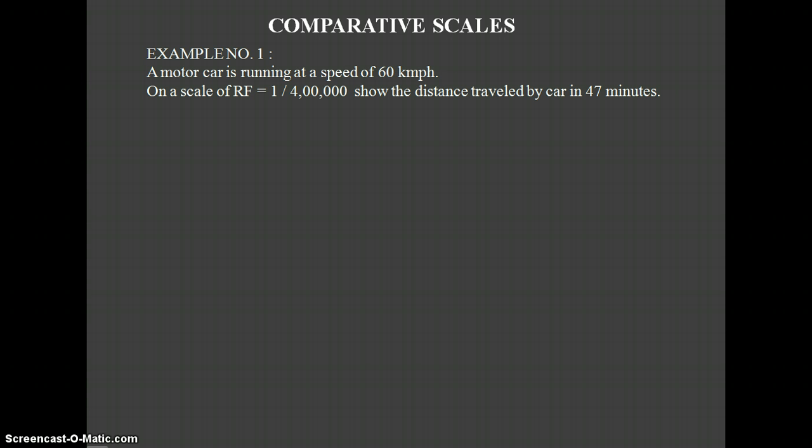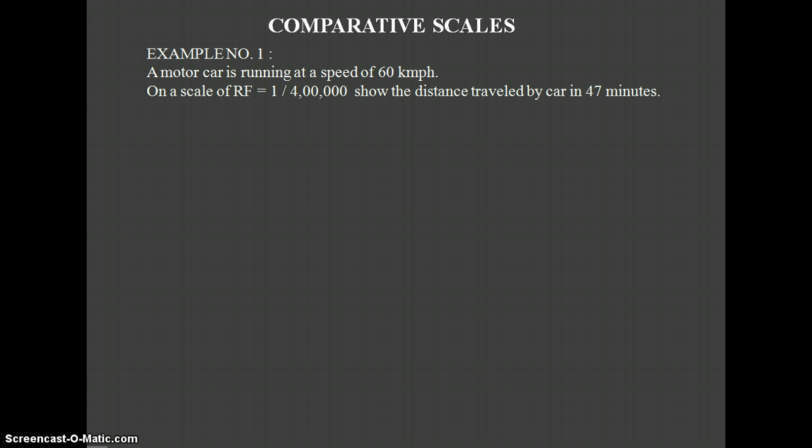First, he has given the speed as 60 km per hour, that means 60 kilometers per 60 minutes it is traveling, and he is asking to find out how much distance is traveled by the car within 47 minutes. That means in the problem, for 60 minutes he has given the distance as 60 kilometers, and we need to find the distance traveled by the car in 47 minutes.